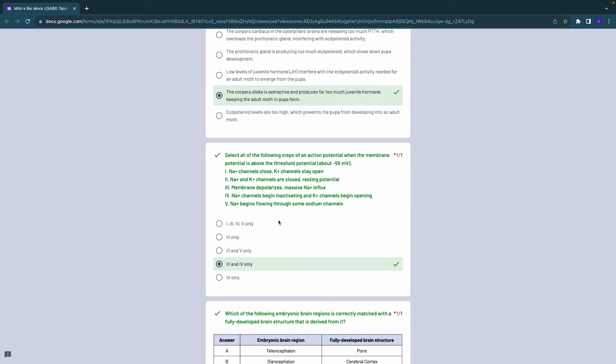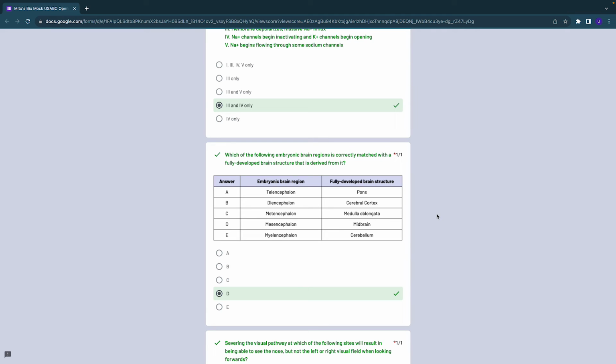And then for this one, again, just look up a picture of an action potential. It should help a lot. So basically, we're above the threshold potential after we reach that threshold and all of the sodium channels open. So we're going to be above it when there's a massive Na+ influx, which is 3, and we're also going to be above it when Na+ channels start getting deactivated and K+ channels start opening. So that is number 4.